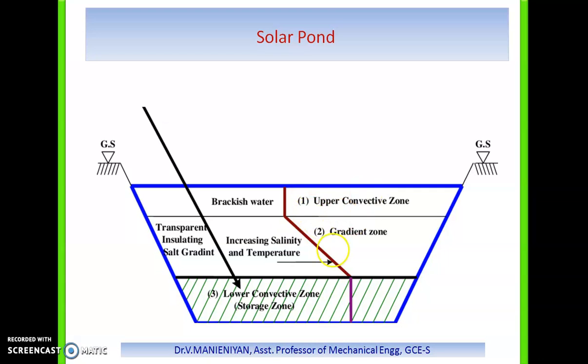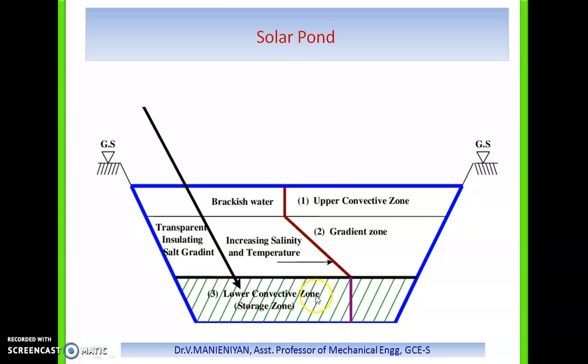So the lower convective zone, otherwise the storage zone, has a thickness comparable to the non-convective zone. Both the concentration and the temperature are nearly constant in this zone. So it serves as the heat collection as well as the thermal storage medium. The deeper this zone, the more heat is stored.